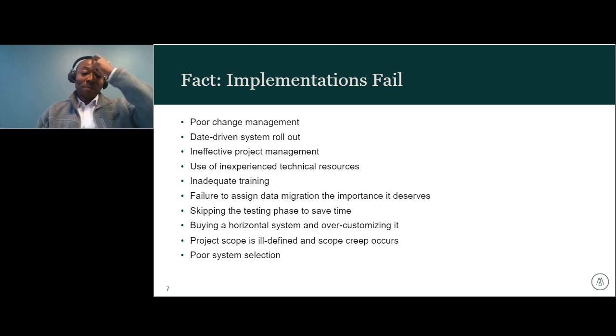Another reason why implementations fail is date-driven rollout. When companies set artificial quick end dates for projects, it forces everyone to rush through the implementation, resulting in poor oversight, inadequate training, inadequate testing, which are all reasons by themselves why implementations fail. So companies need to be aware of this. Another reason why implementations fail is ineffective project management.